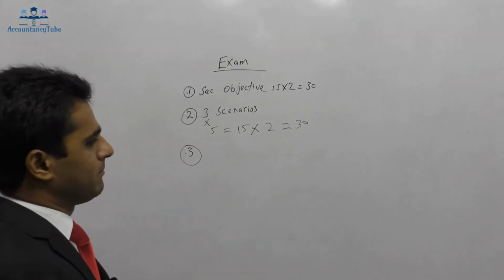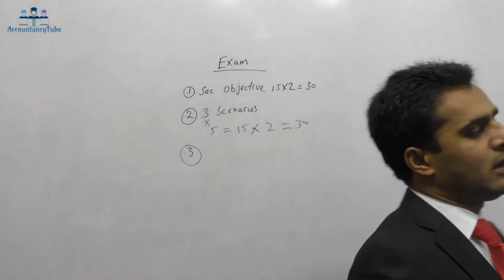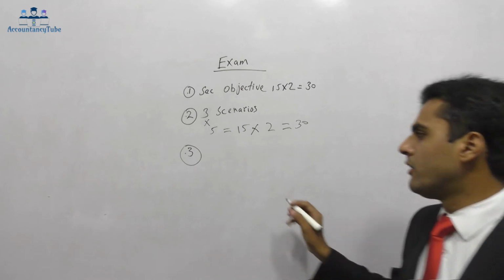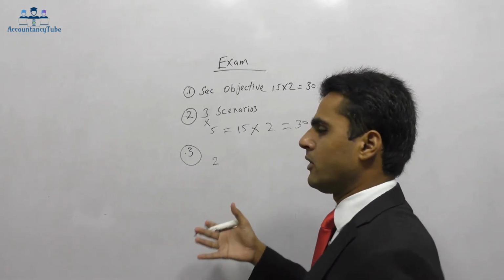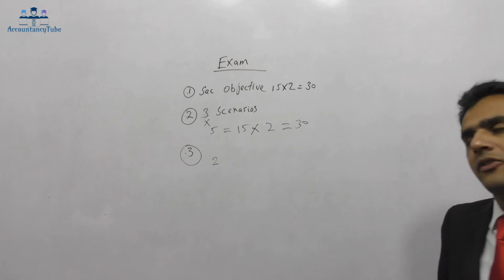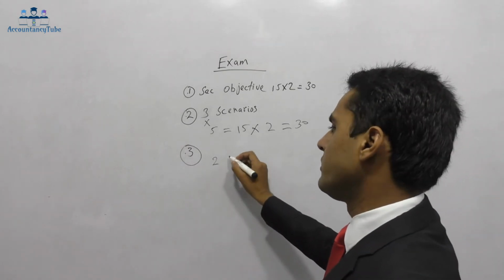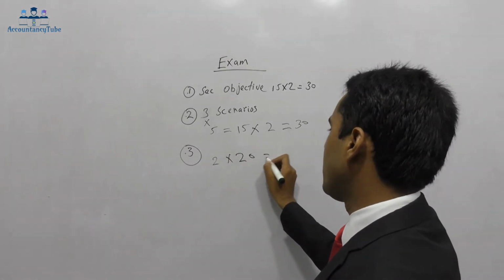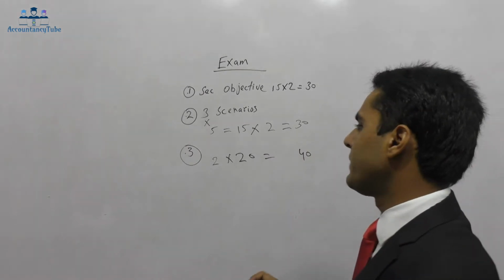Section 3 is the last section of the exam, and there will be 2 constructed response questions in this section. So there will be 2 questions of 20 marks each, and altogether 40 marks.